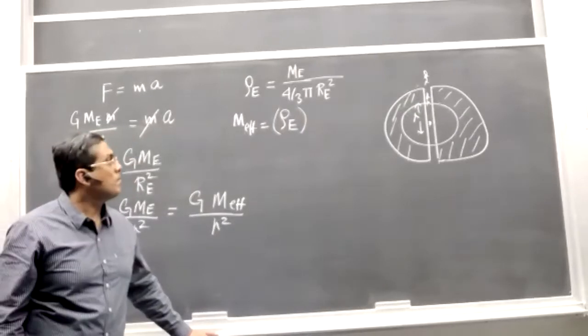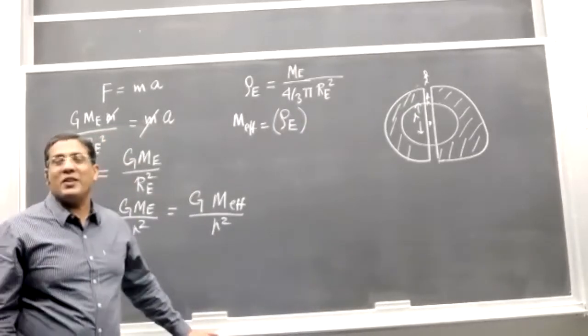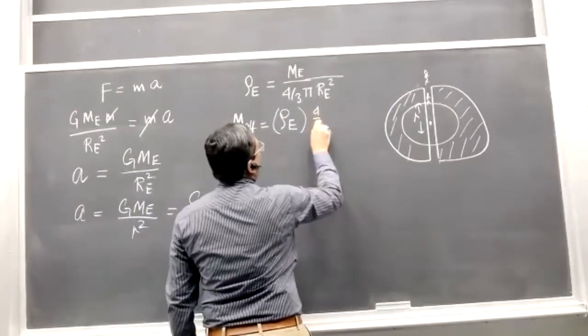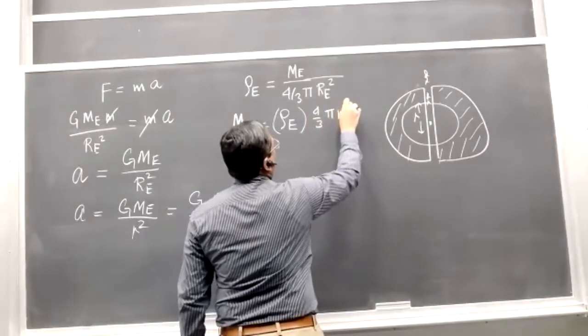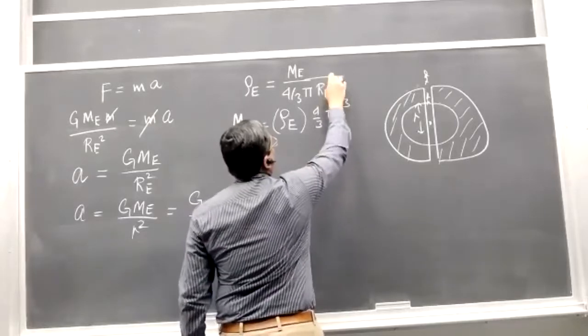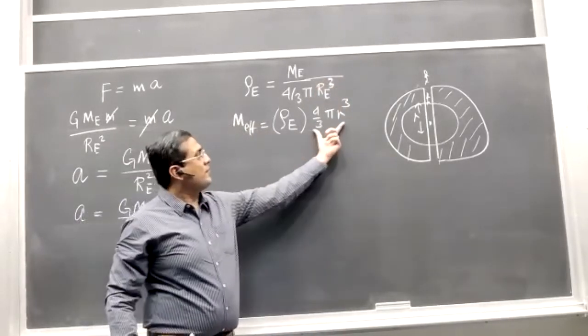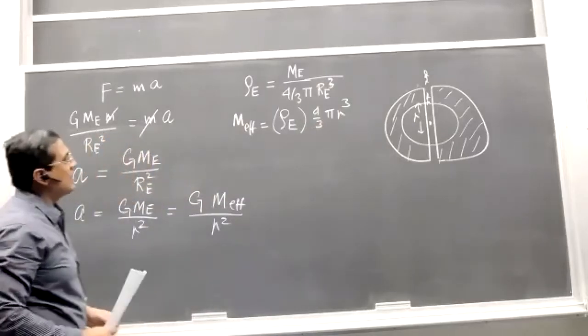V effective over V, 4/3 pi. V effective, yes, very good. So V effective would be 4/3 pi small r cubed, right? यही होगा ना V effective. ये सही आ गया. ठीक है, so that is M effective.